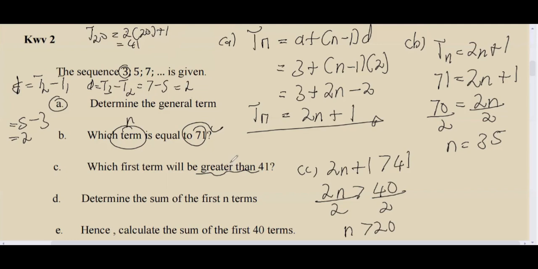But the question is asking us for the term that will give us a value that is greater than 41. If we substitute 21, say 2 times 21 plus 1, 2 times 21 gives us 42, then plus 1 is 43, right? So now 43 is greater than 41. So that means term number 21. Therefore the first integer that will produce a value that is greater than 41 is 21, right? So this is the first integer that will produce a value greater than 41 in this sequence. I hope this makes sense.